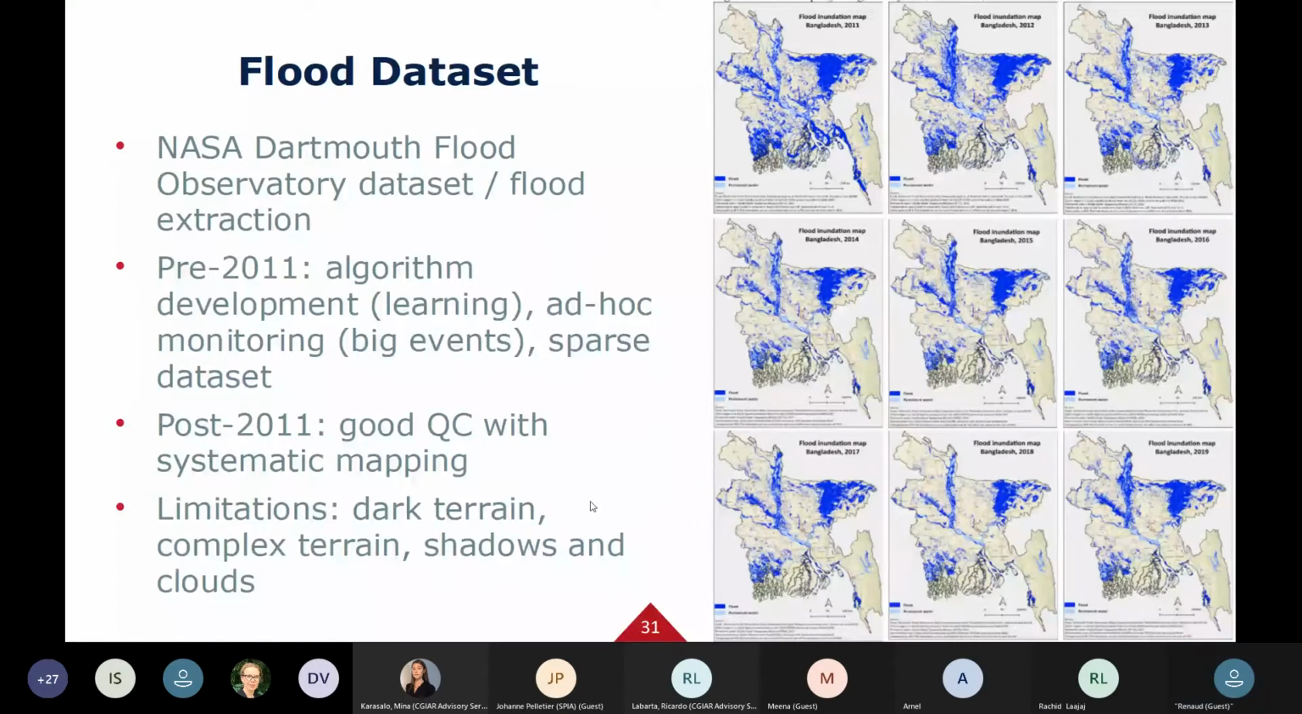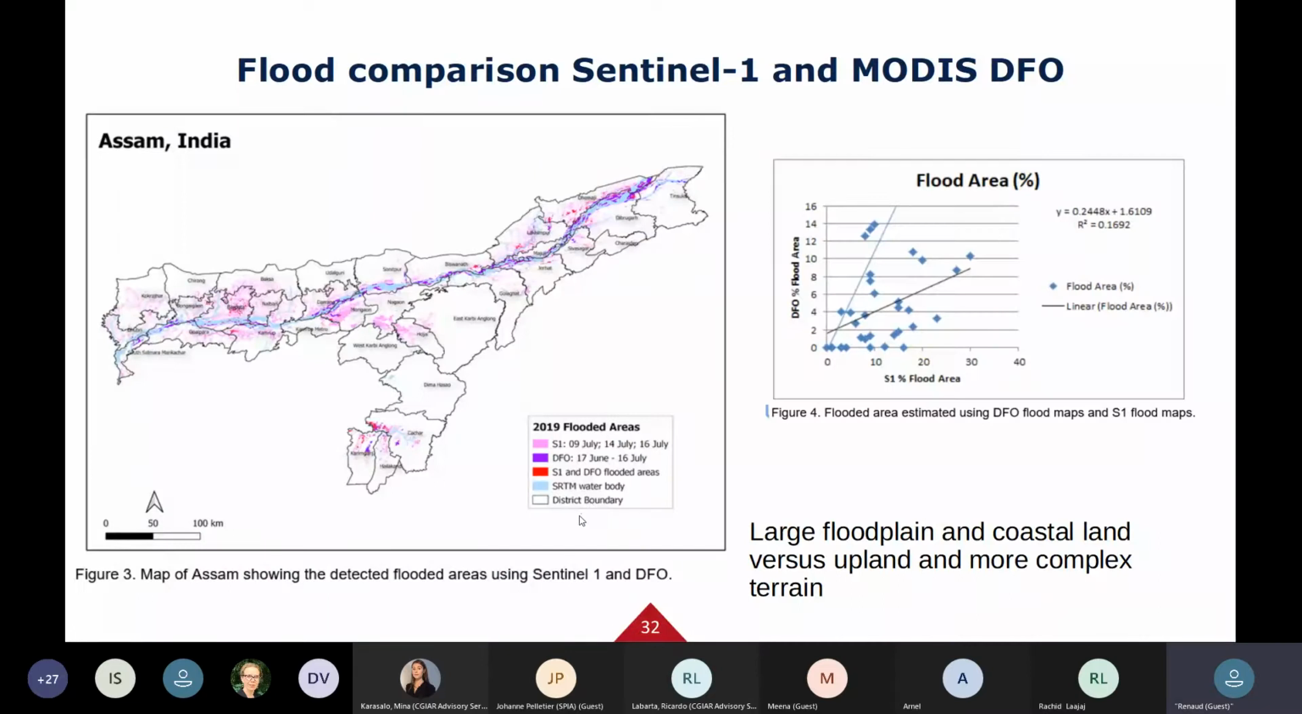It's also an issue. So we did some comparison with actually Sentinel-1 radar systems. This is the result that we've got. In light pink, this is what Sentinel has detected that MODIS has not. In red, this is what both systems have detected. So we can see that this is in Assam in India, and we can see that MODIS is missing quite a few floods.